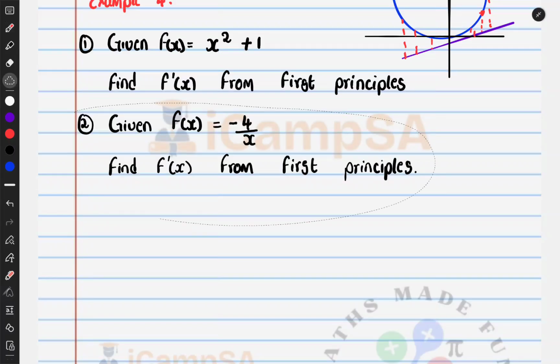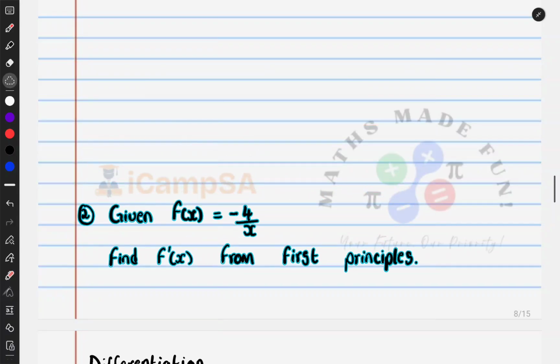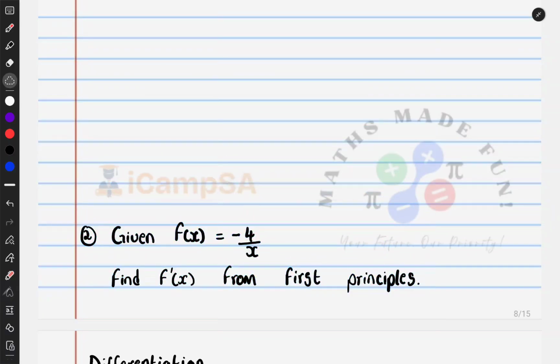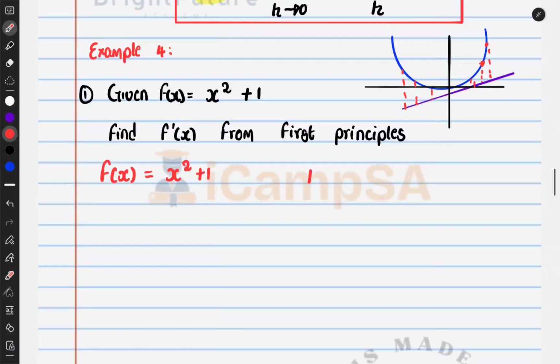Let me do it like this. From first principles, let me add a page for this one. Let's determine from first principle the derivative of this function. So what do we have? We have f at x, which is equal to x squared plus 1, and then next, let's find f at x plus h. That is the shortest distance between the two points, x and the point closest to the point of interest, our x in this case.